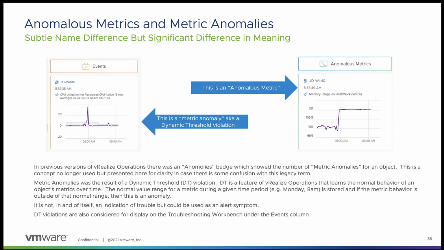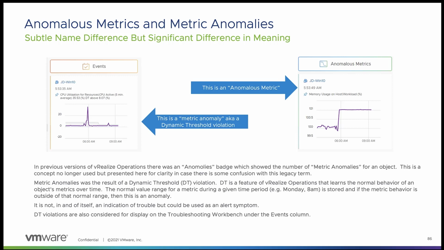We did this in previous versions of vRealize Operations. Before, we had this Anomalies badge, which showed the number of metric anomalies. That's not really the concept any longer, but we wanted to clear up the confusion about these metric anomalies badges, which are no longer used. Those are on older versions of vRealize Operations. Metric anomalies, again, are dynamic threshold breaches, and anomalous metrics are large changes.